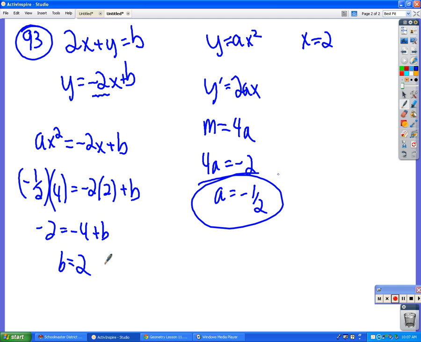And then this part right here is what we need for the lines to intersect, or the graphs to intersect. Oh, wait, that's it? What values for a and b? This value for a and this value for b. Don't let this be bigger than this.